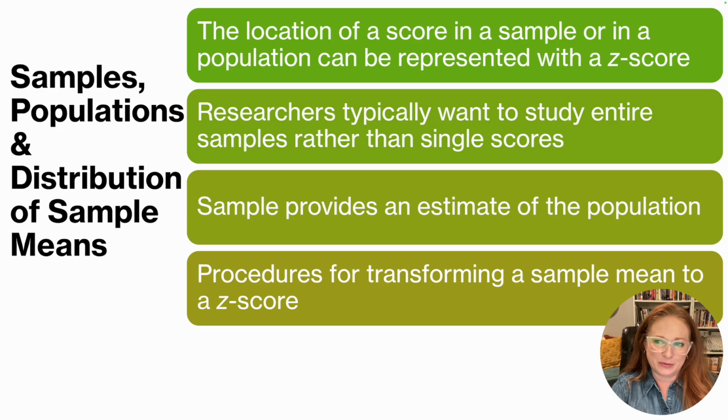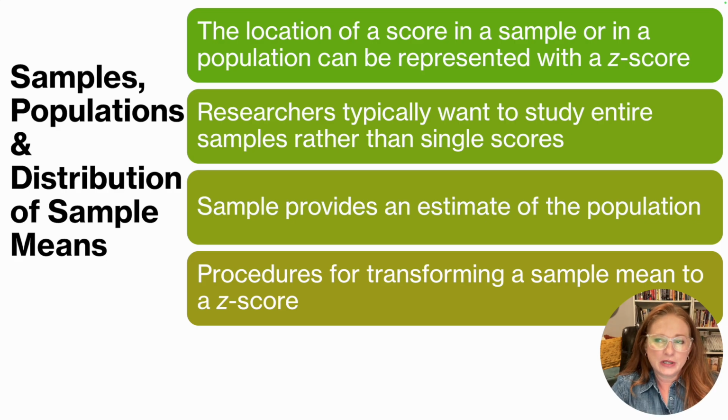So, some overarching concepts. The location of a score in a sample or in a population can be represented by a z-score. So one score, if I take the SAT, the GRE, or an IQ test, I can get a score. And that score within a sample or a population, I can get a z-score, absolutely. And that's fine. Researchers usually want to look at more than just one score. Researchers typically want to look at entire samples, groups of people, 30, 60, 1,000, 10,000, rather than single scores. So a sample provides an estimate of the population. It doesn't give us the entire picture of a population, but it gives us a much bigger idea or concept about a population versus just that one single score.